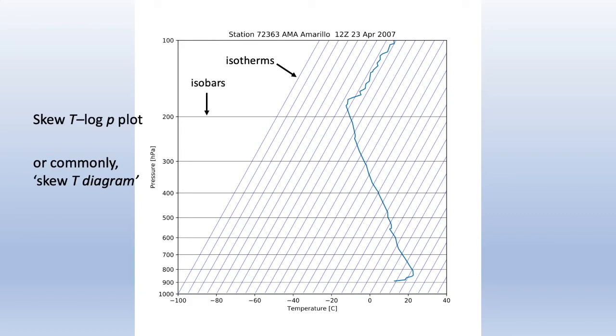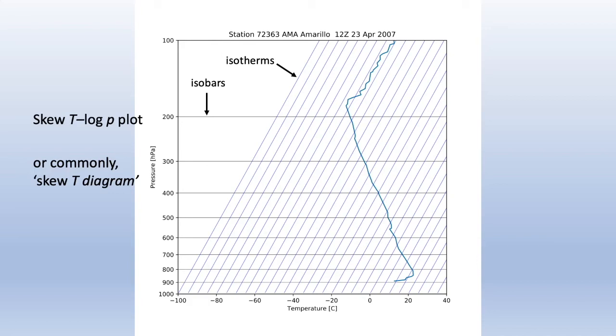And then lines of constant pressure are called isobars, and you'll see that in other contexts as well. So every black line going horizontally represents a constant value of pressure, and for any combination of pressure and temperature, we can find a point on the graph.